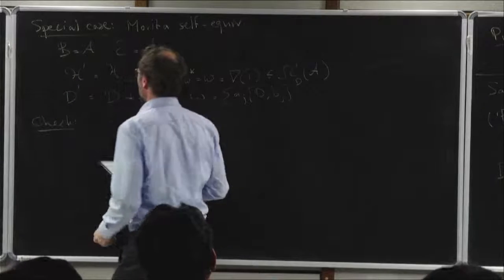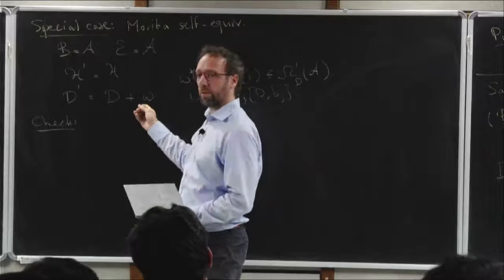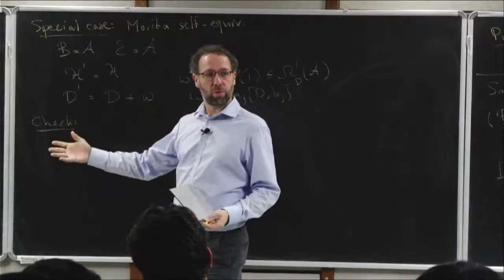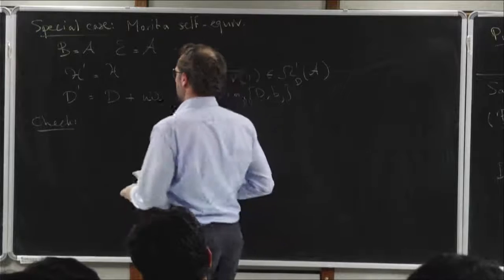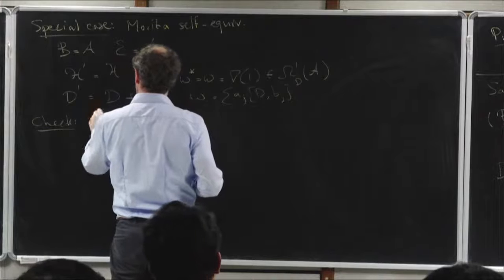So first of all, self-adjointness. If you have a self-adjoint operator D and you add a bounded operator to it, which is also symmetric, then it's not too difficult to check self-adjointness. The other thing is the resolvent.